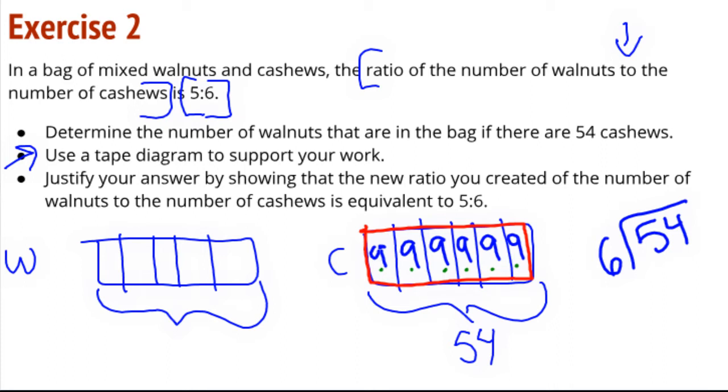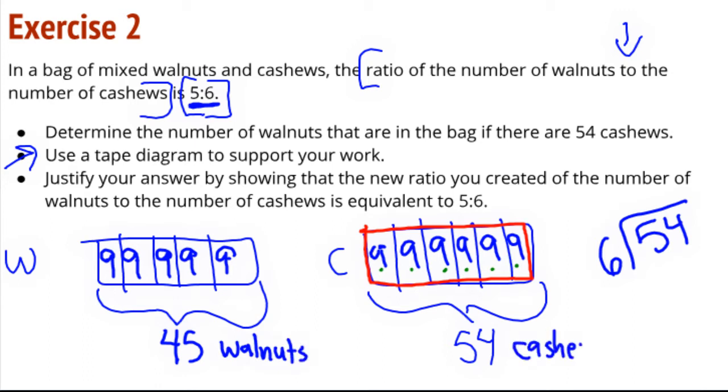And yesterday we hit this really hard. When we're working with ratios, all of the parts are the same size. We've got a 5 to 6 here. Each of the 5 parts is the same size as each of the 6 parts. So all of these will also be 9. And I've got 1, 2, 3, 4, 5 of them. 9 times 5 gives me 45. So I have 45 walnuts, and I've got 54 cashews.